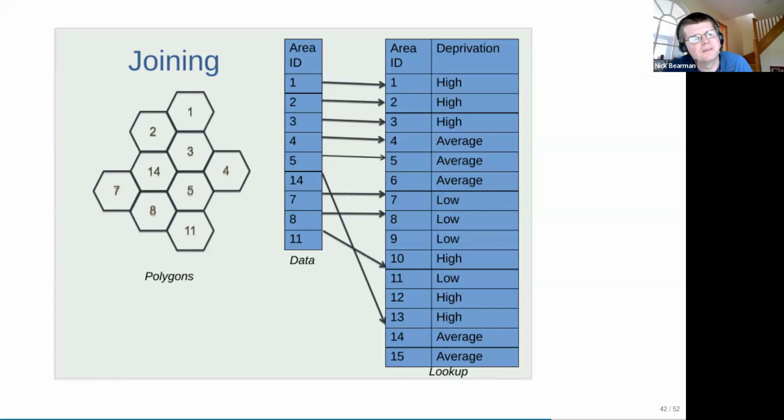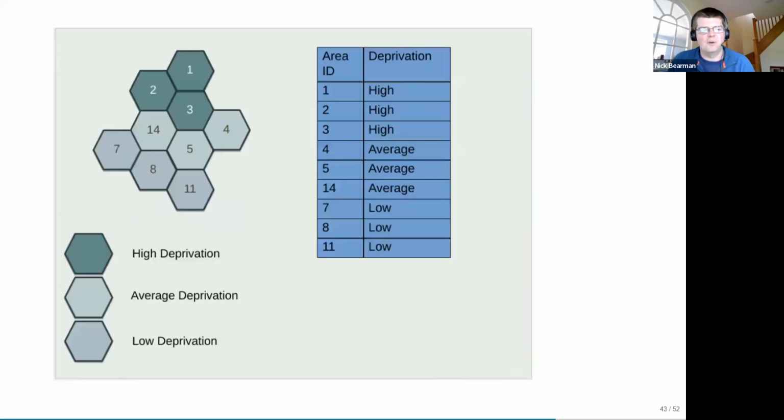And then we have this process called joining, where we can link these two together. And this is often the most common way of getting data into a GIS. We can then color in our areas to represent this data. So, this is what we call a choropleth map. And we can see that we've got an area of high deprivation in the top of this map.